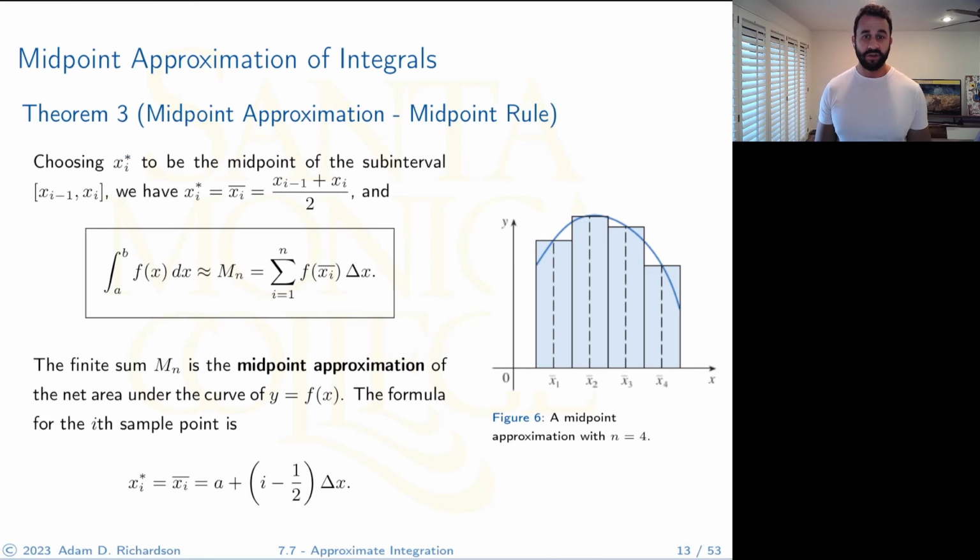All right, so there's the formulas for those. And now there's a third one. So the third one is a midpoint approximation. So now instead of choosing the left or the right hand endpoints, we're going to choose the midpoint. So our sample point is now going to be the midpoint of this interval. What's the midpoint of that interval?